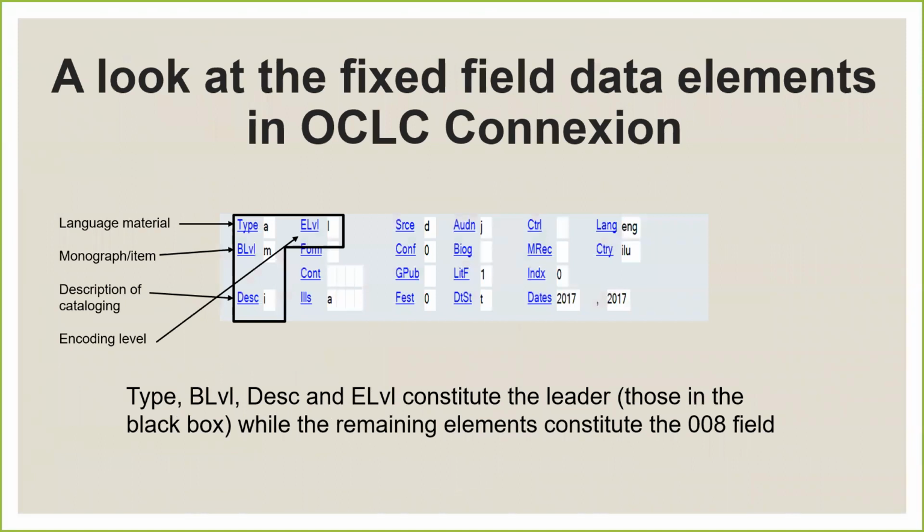This slide shows the fixed field for a book using the OCLC display of the fixed field. Type of record, bibliographic level, description of cataloging, and encoding level all make up what is commonly known as the leader. These elements will be in every bibliographic record, but the information in each element will not necessarily be the same. For instance, if this was a serial record, the bibliographic level, right here, would be an S for serial instead of an M for monograph.